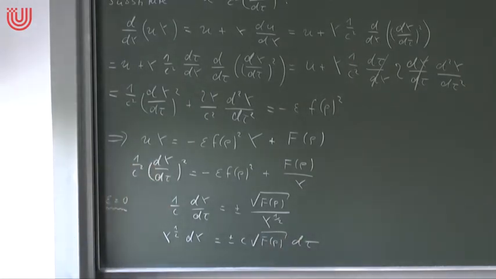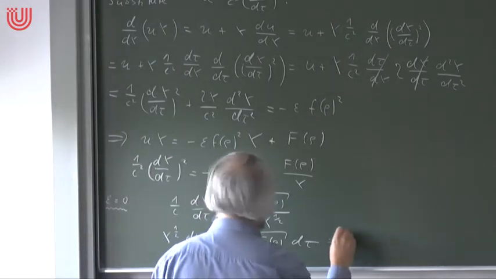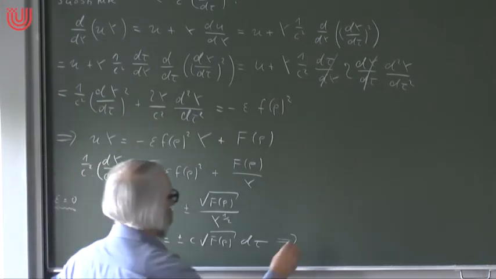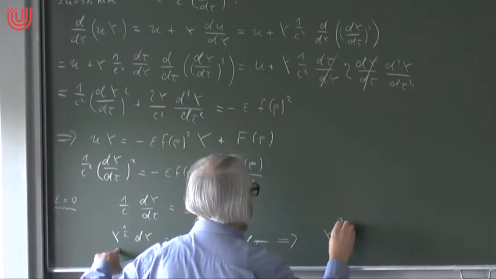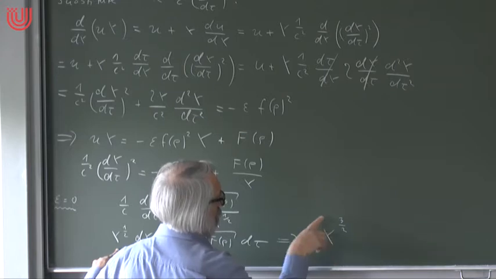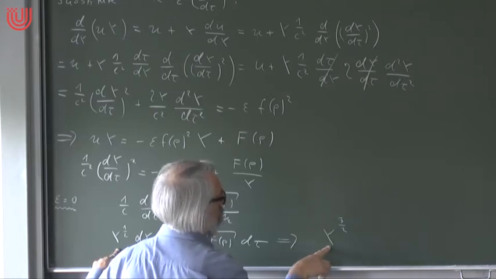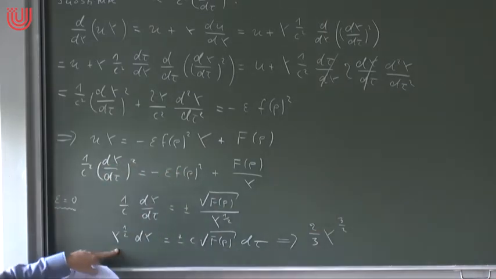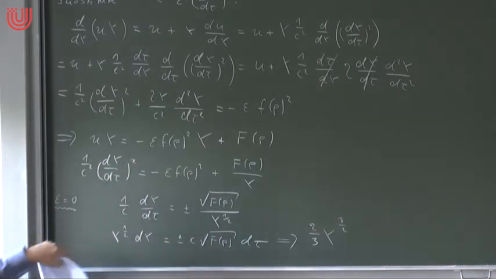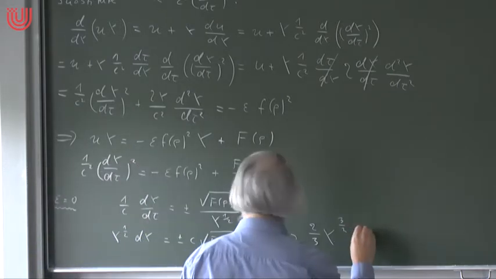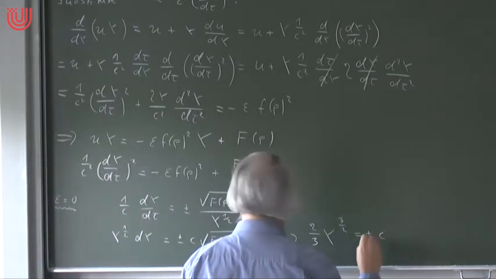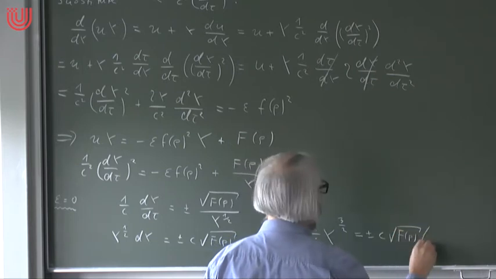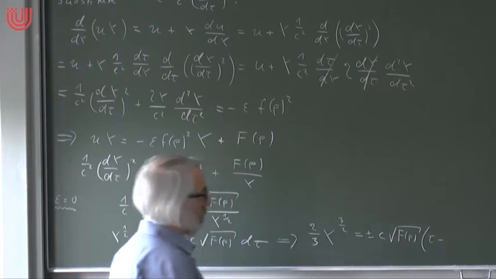Well, and even I can integrate this. What is this here? This is y to the 3/2, right? With a free factor. If I differentiate this, I get 3 times y to the power 1/2. So I have to multiply by 2 over 3 in order to get this left-hand side. And on the right-hand side, I have plus minus c root f of rho tau minus an integration constant.